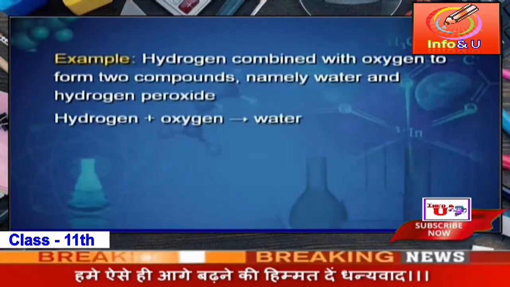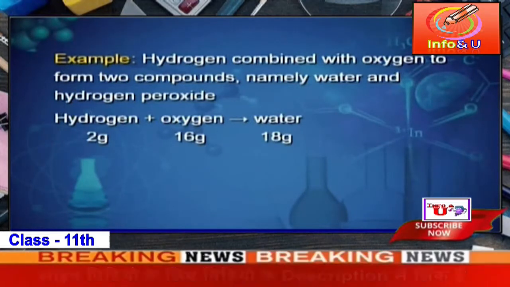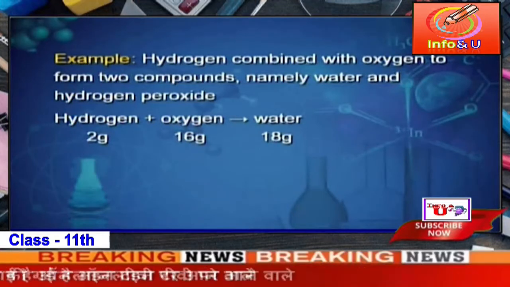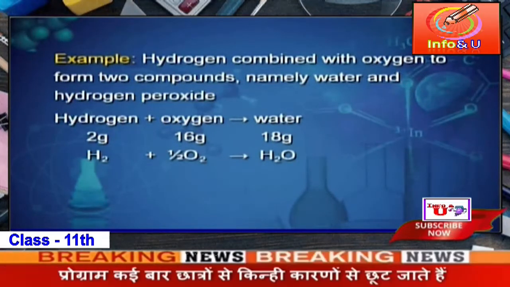Hydrogen plus oxygen gives water, H2O. In this, 2 gram of H2 and 16 gram of oxygen just give 18 gram of water. The reaction is H2 plus 1/2 O2 gives H2O.